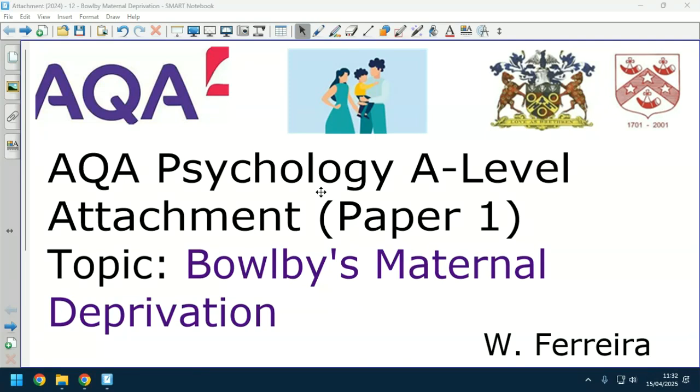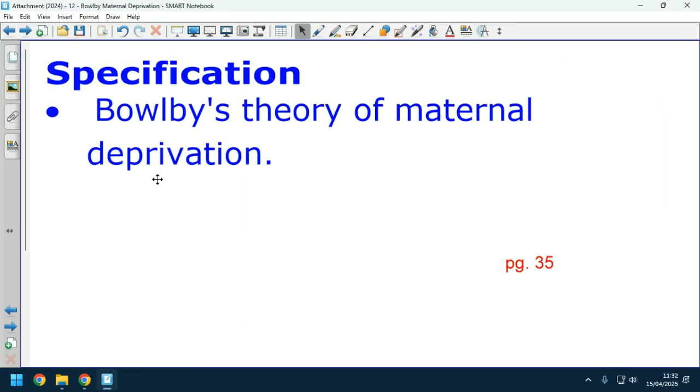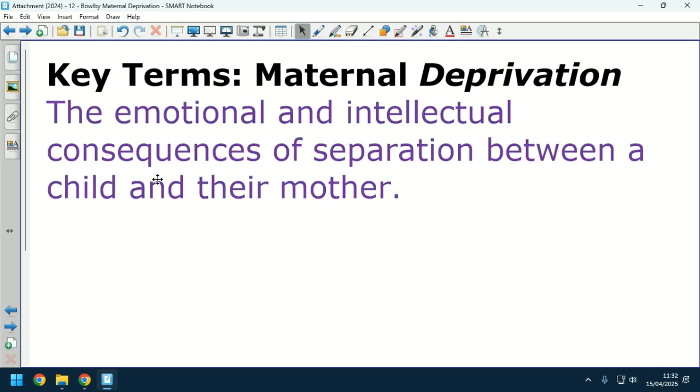Specifically Bowlby's maternal deprivation. Now, what you need to be aware of, and it may not be clear to you, is that Bowlby is mentioned more than once in the specification. We see Bowlby has a theory, or his explanation for attachment, and we also now have Bowlby's theory of maternal deprivation. They are considered to be different parts of the course, so look out for specific types of questions.